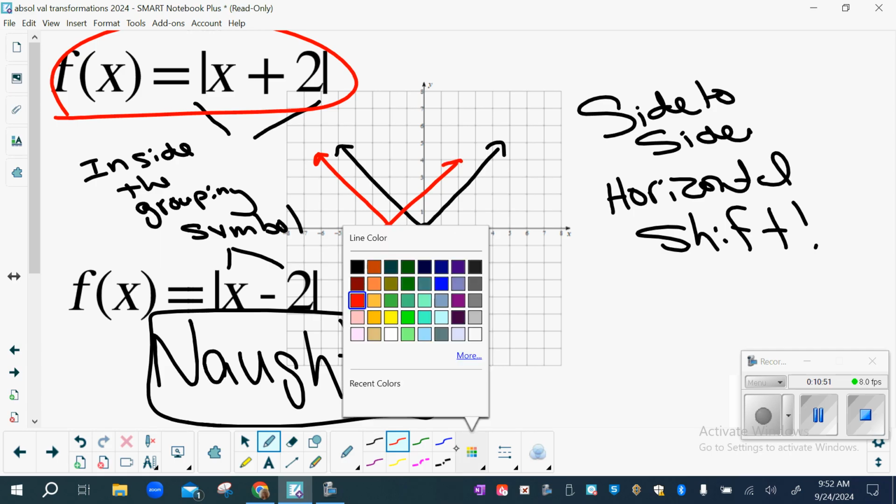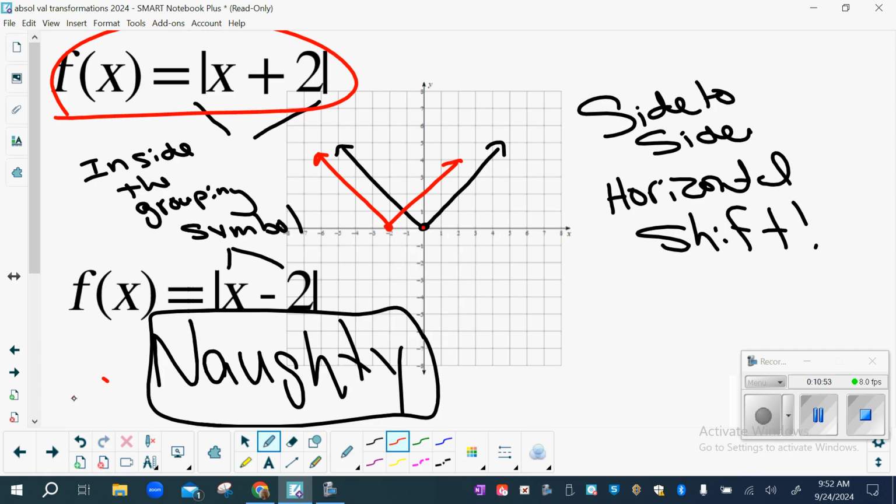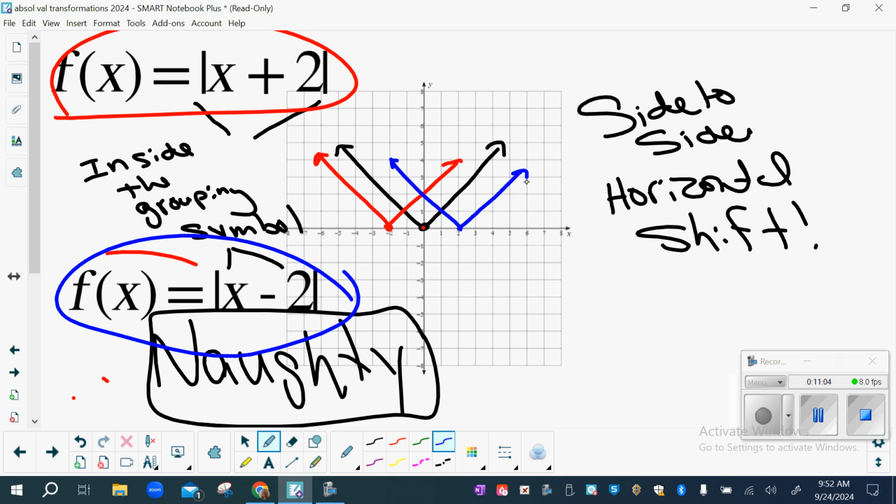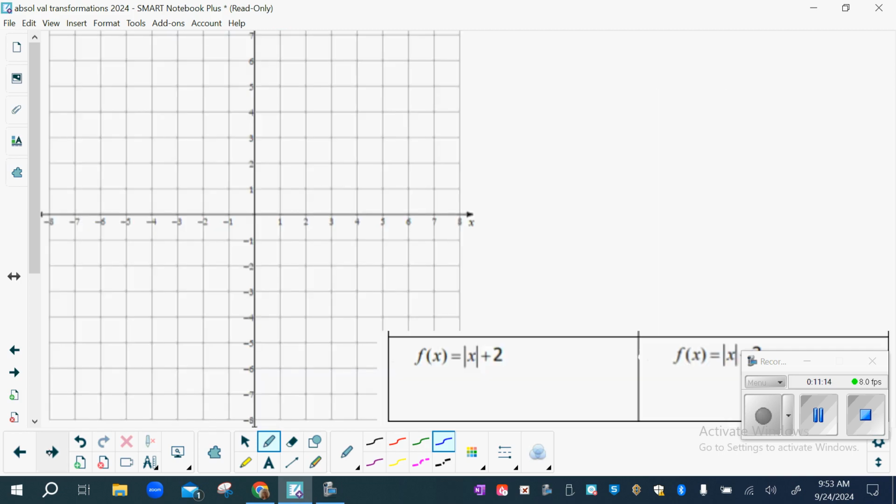And if it's this guy over here, I want him to be blue. It's going to do it the opposite way, right? So from here on out, if it's ever in grouping symbols, it's naughty. It moves it naughty. Are we good? Okay. Here comes the next one.